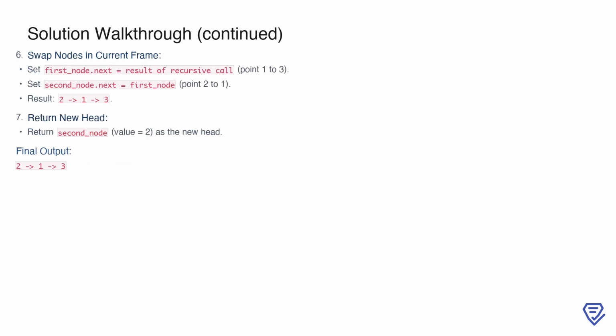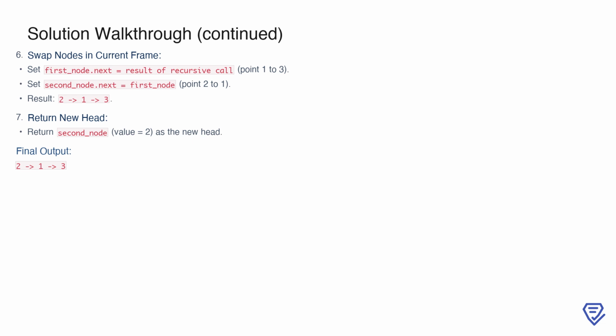With the result of the recursive call being the single node 3, we now swap the nodes in the current frame. First, we set first_node.next to point to the result of the recursive call, linking the node with value 1 to the node with value 3. Then, we update second_node.next to point to first_node, connecting the node with value 2 to the node with value 1.